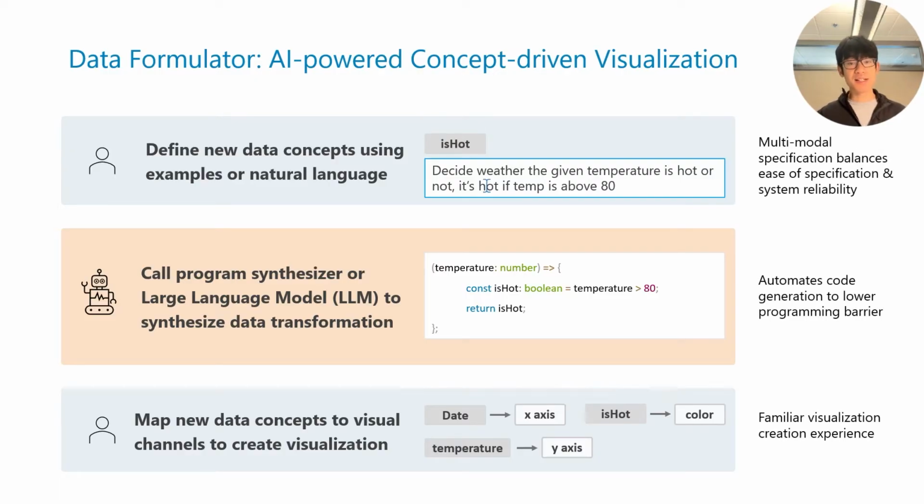Our design considers the following. First, we choose to use multimodal specification to balance the ease of specification and system reliability. For example, programming by example is really good for specifying data reshaping operators, and programming in natural language is really good for specifying computations. And the role of the program synthesizer and large language model is to automate code generation so that users don't have to learn how to code. And finally, we give a familiar interface of using drag and drop to create a visualization, which is their familiar experience with existing visualization tools.